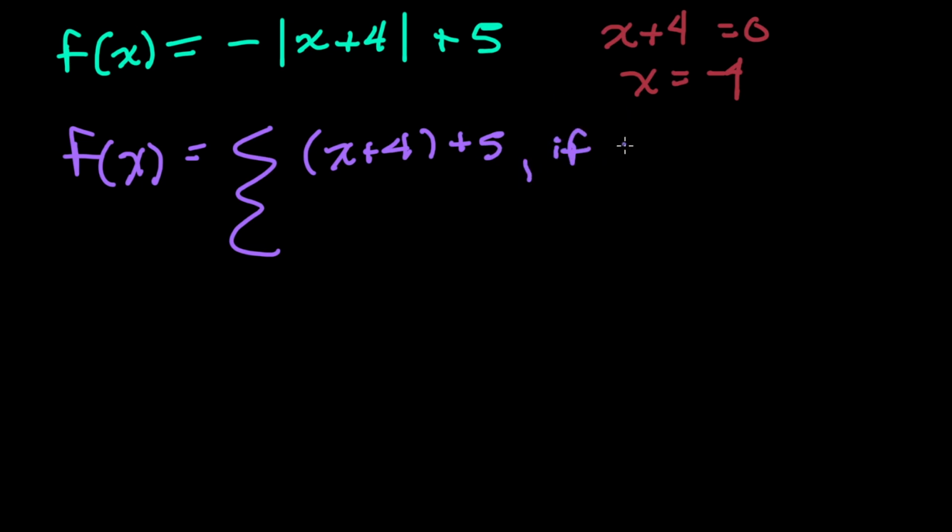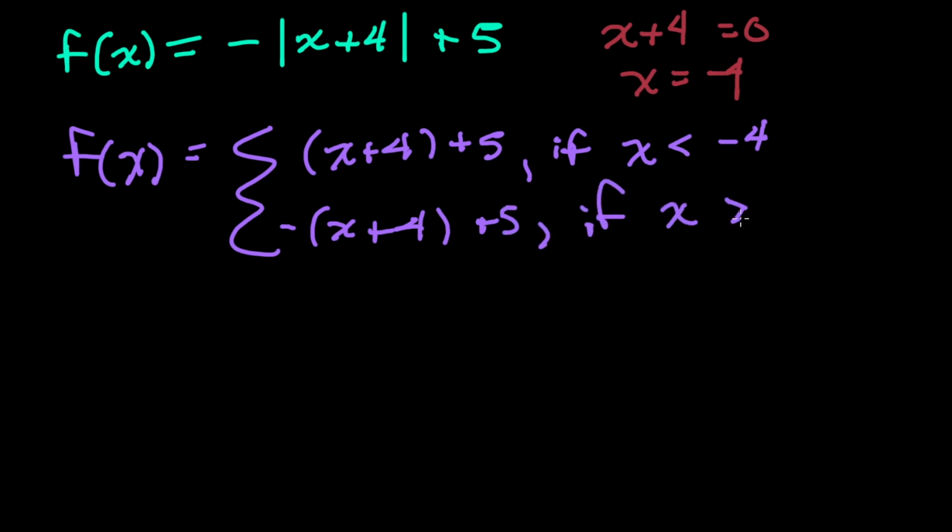if x is less than negative 4, because now that this is a negative number, right? If we subbed in a number less than negative 4 into this equation over here, it would be positive. So if you don't believe me, work it out for yourself, but that's how it works. And then here, negative x plus 4 plus 5 if x is greater than negative 4, right? And then we usually have our equal to sign in one of these, so let's write that.